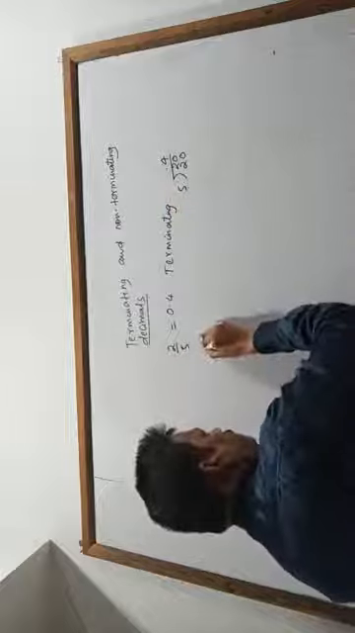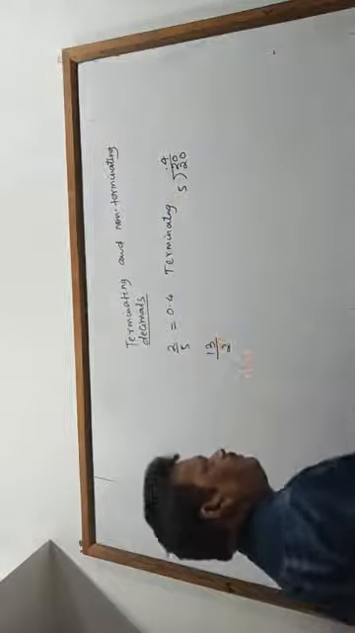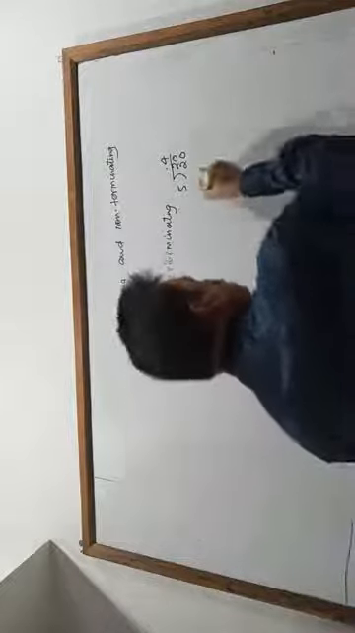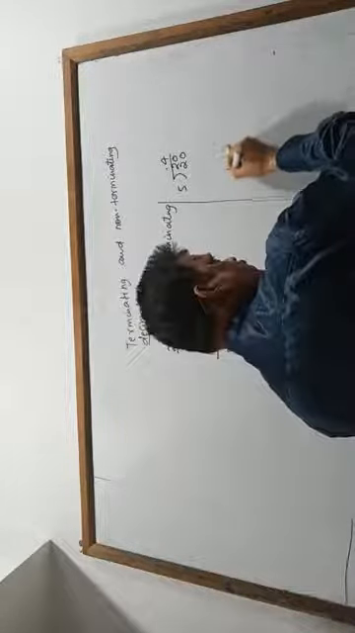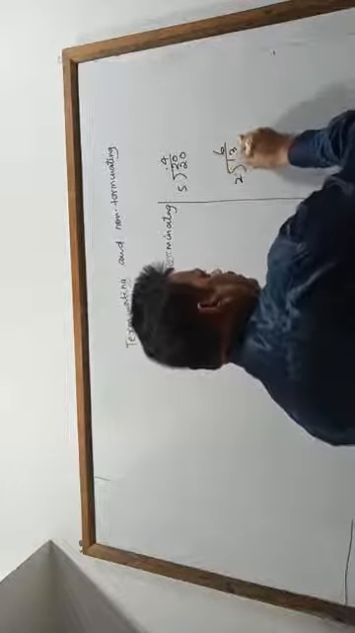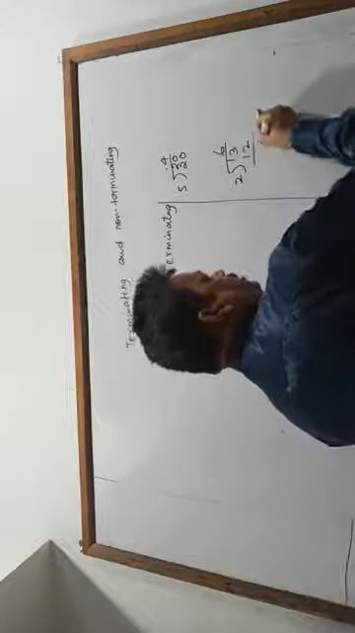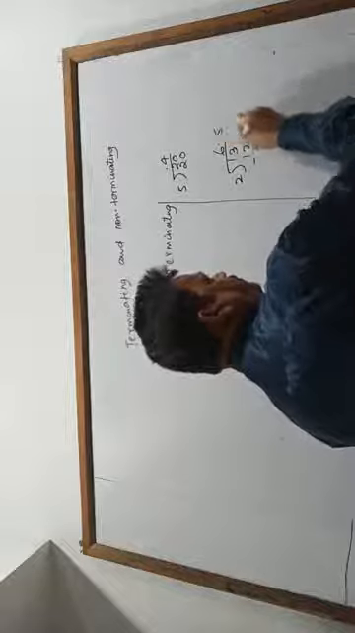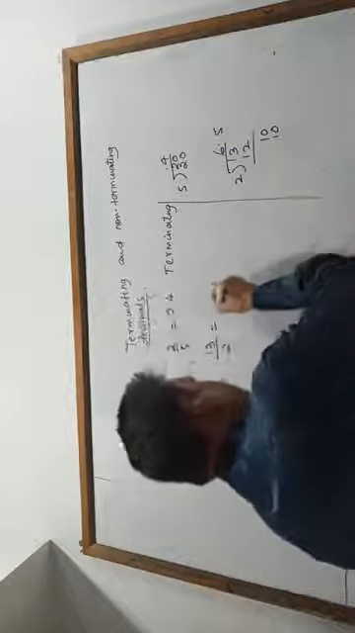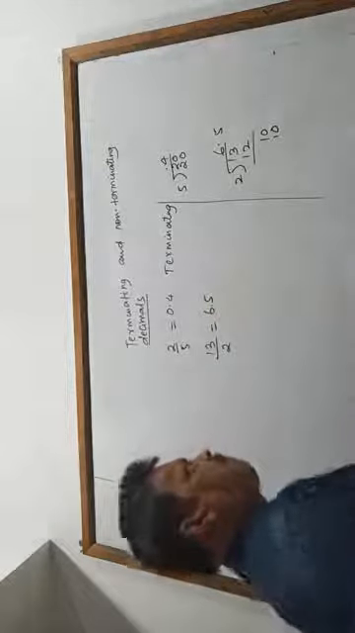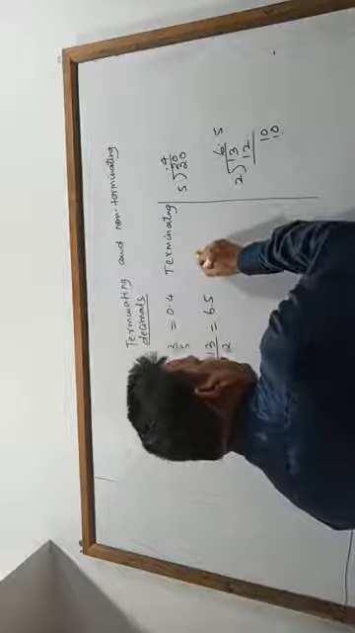Look at 13 upon 2. So 13 divide by 2, 2 6 12, remainder 1, put point, 0 will come, 2 5 10. Again, 6.5. Terminating.